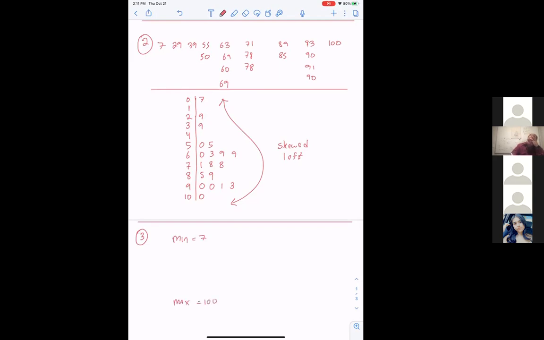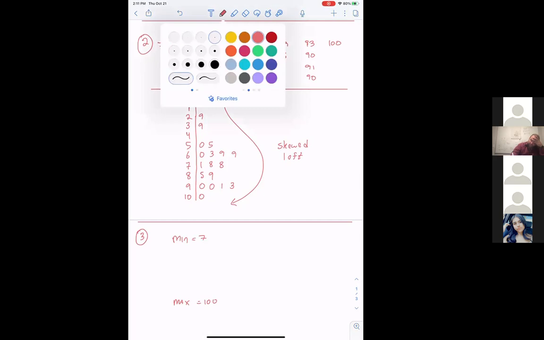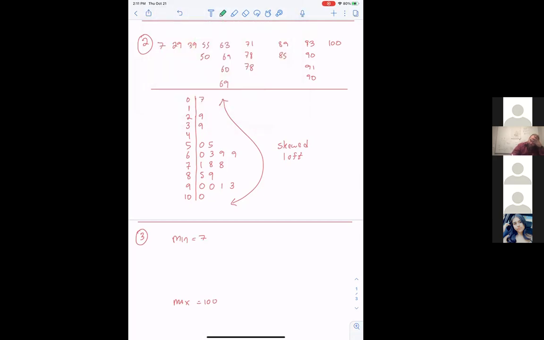And then let's see how many we have. 1, 2, 3, 4, 5, 6, 7, 8, 9, 10, 11, 12, 13, 14, 15, 16, 17, 18, 19. Is that right? Yeah, it's 19. So that means it's the 10th one that's going to be our Q2. 1, 2, 3, 4, 5, 6, 7, 8, 9, right there. So Q2 is equal to 71.